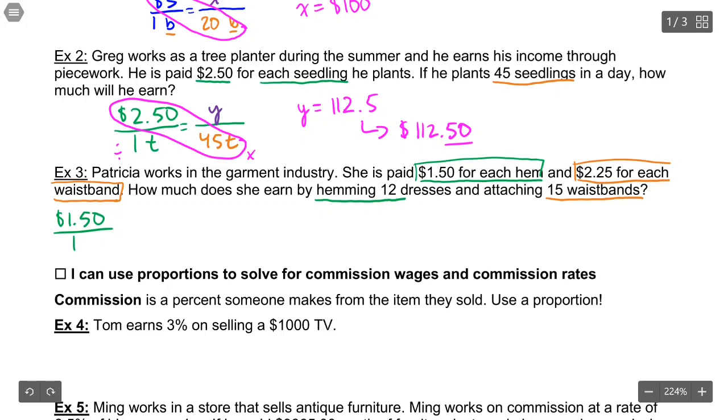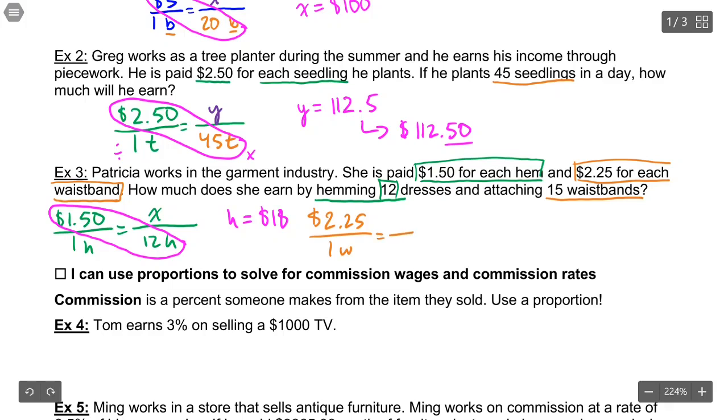$1.50 for one hem, and she hems 12. So her hem pay, let's do X and Y, I guess. So this will be X, cross multiply and divide. And for hems, she earns a total of $18. Now let's do the exact same thing for waistbands. So $2.25 for one waistband is how much for 15 waistbands? So how much for 15 waistbands?